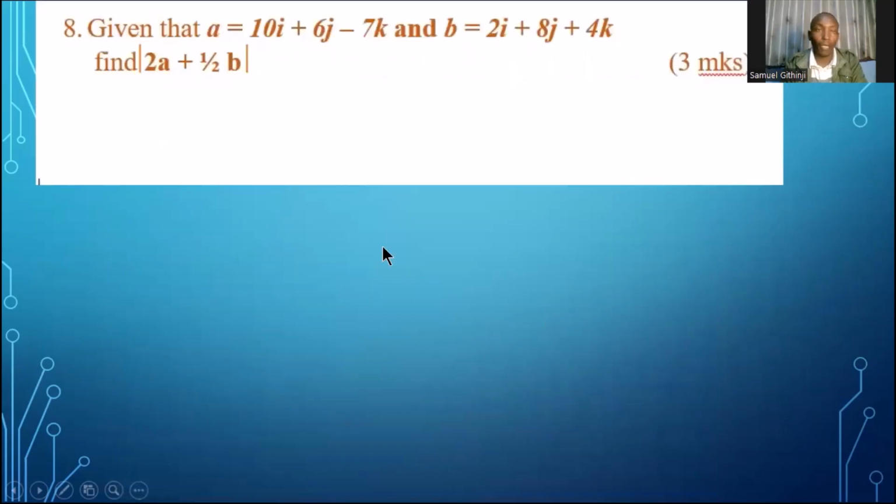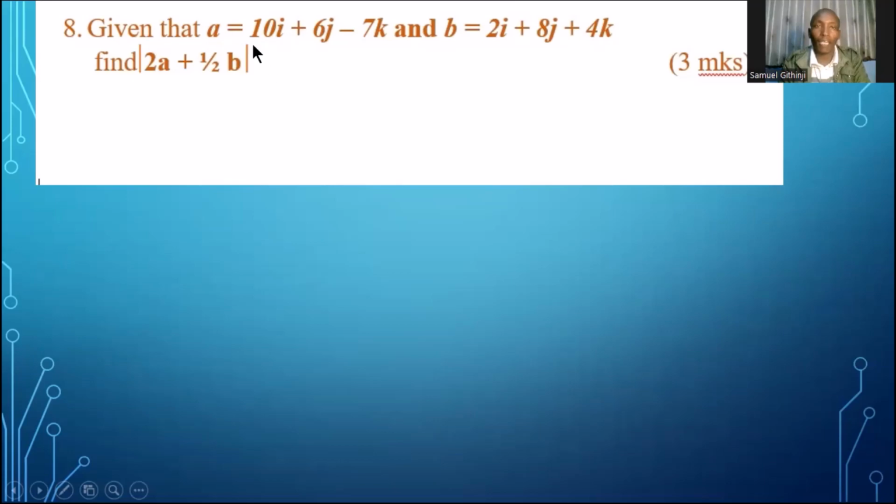Question number 8. This is a question on vectors. So my student, you're given vector A in terms of the unit vectors i, j, k. And vector B is also given in i, j, k, you can see. So vector A is 10i plus 6j minus 7k. Vector B is 2i plus 8j plus 4k. You're supposed to find the magnitude, the size of 2a plus a half b. So how do I go about that, my student?